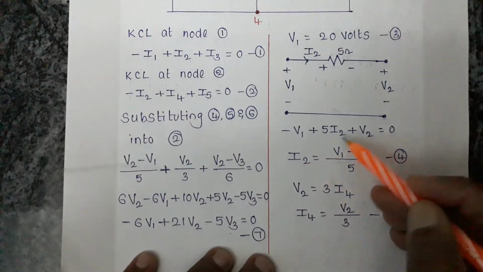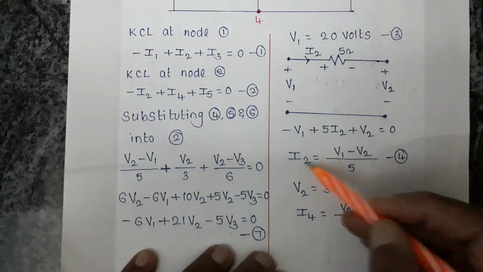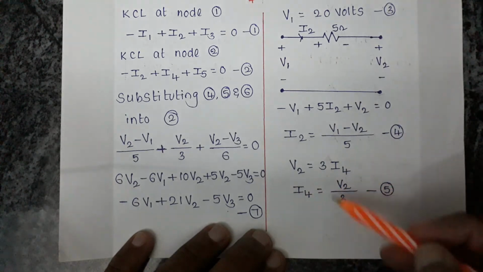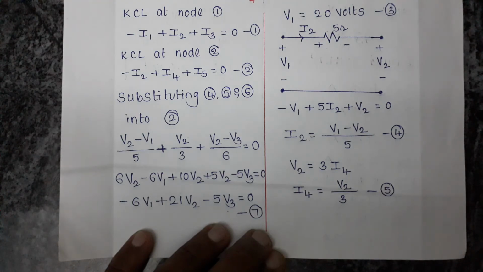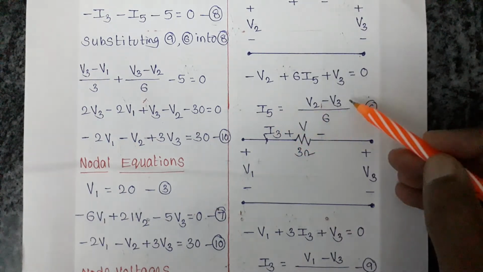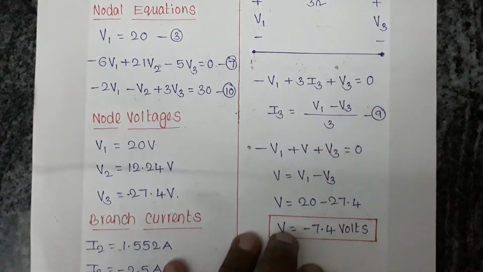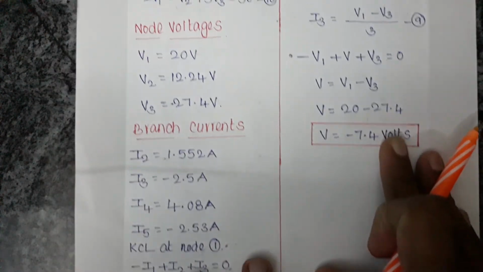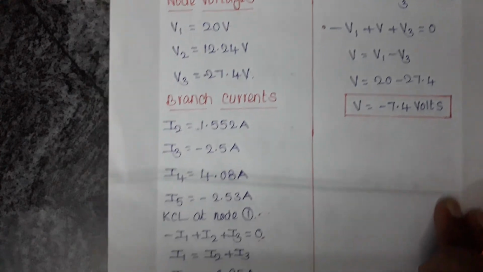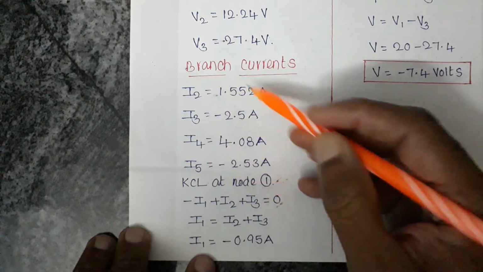I2 equals (V1 minus V2) by 5, so here is current as a function of voltages. I4 equals V2 by 3, so current I4 as a function of node voltages. Similarly I5 equals (V2 minus V3) by 6, and I3 equals (V1 minus V3) by 3. Now we have the node voltages. If you substitute all the node voltages in the current equations, we get all the branch currents except I1. So we get I2, I3, I4, I5.